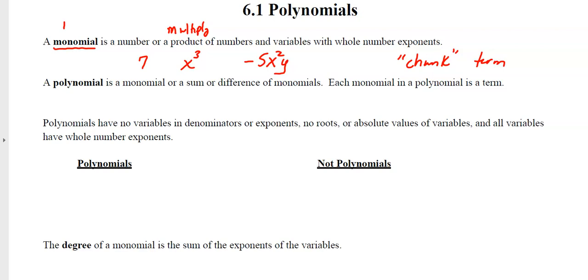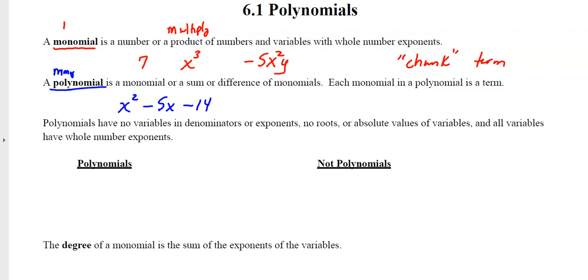So the next one says a polynomial. Poly means many. All right. So a polynomial is a monomial or a sum or difference of them. So it's like a bunch of terms linked together with pluses and minuses. And every monomial is a term. So for instance, last chapter we were factoring things like x squared minus 5x, I don't know, let's just say minus 14.